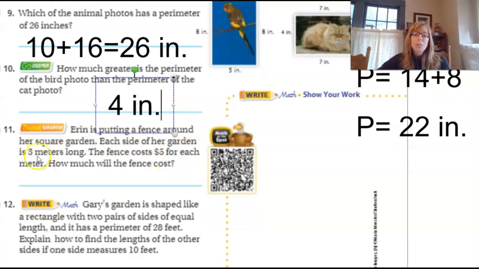Erin is putting a fence around her square garden. Each side of her garden measures 3 meters long. The fence costs $5 for each meter. How much will the fence cost?